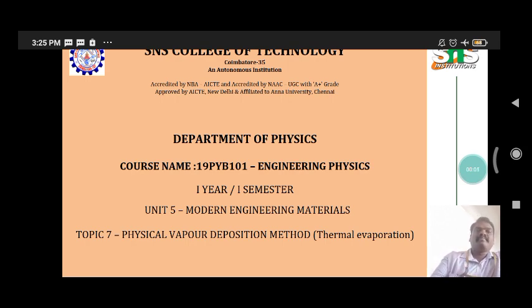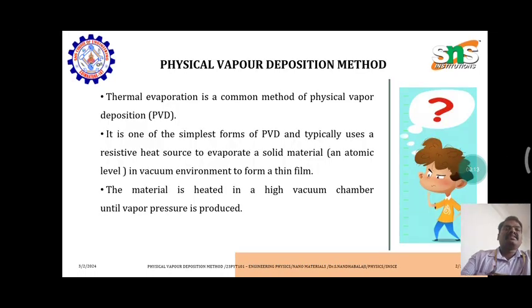Today we will discuss a nanomaterials physical vapor deposition method, the thermal evaporation method. Thermal evaporation is a common method of physical vapor deposition. It is one of the simplest forms of physical vapor deposition and typically uses a resistive heat source to evaporate a solid material at the atomic level in a vacuum environment to form a thin film. The material is heated in the high vacuum chamber until vapor pressure is produced.